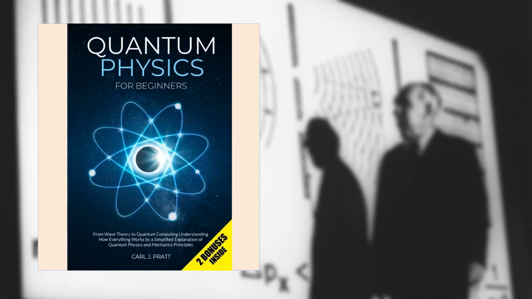The second book is Quantum Physics for Beginners, From Wave Theory to Quantum Computing. Understanding how everything works by a simplified explanation of quantum physics and mechanics principles by Carl J. Pratt. In this book you will find what quantum physics is, the history and most famous experiments and achievements in quantum mechanics, wave-particle duality dilemma, Heisenberg uncertainty principle, Schrödinger's equation, quantum field theory, introduction to string theory, real-world applications, quantum computing, quantum key distribution, and much more.